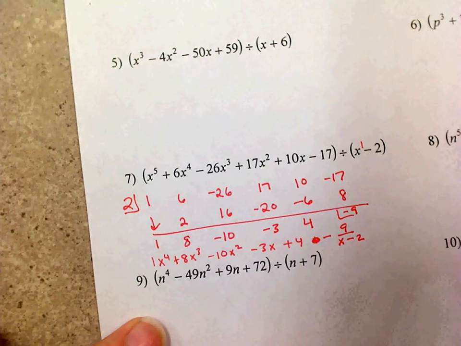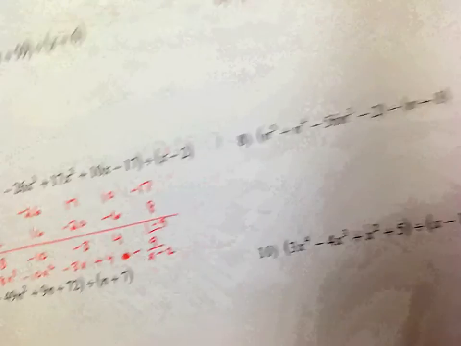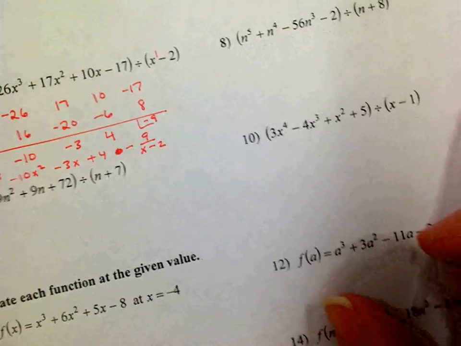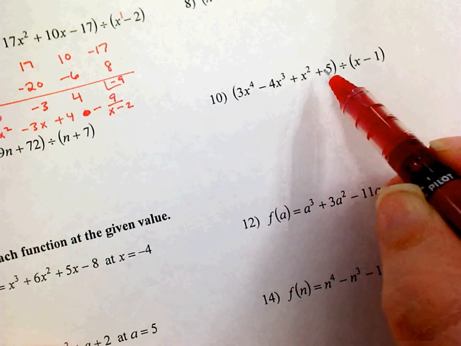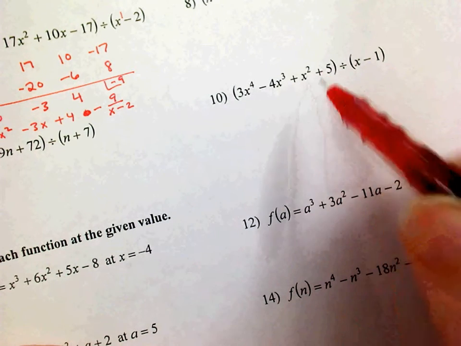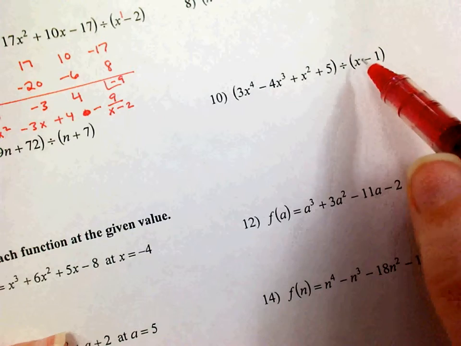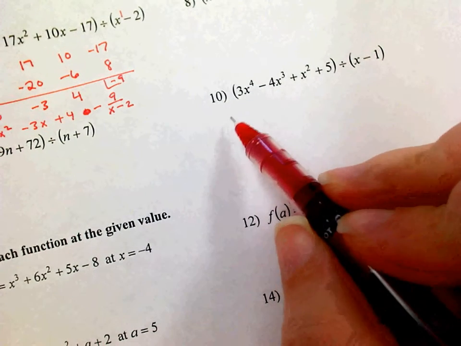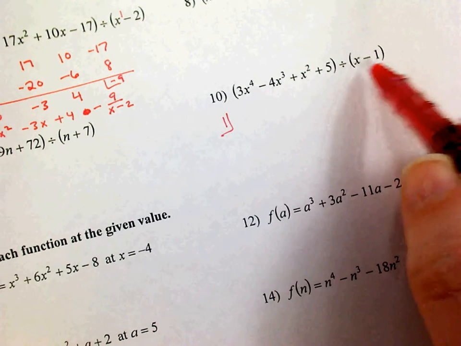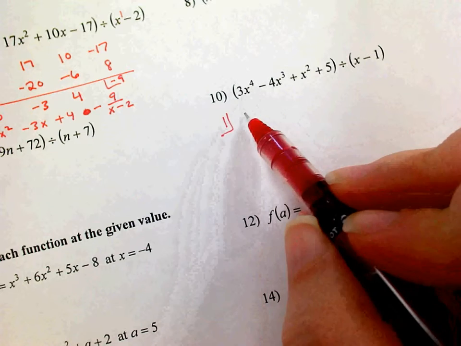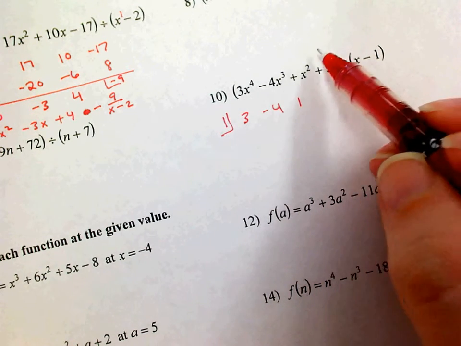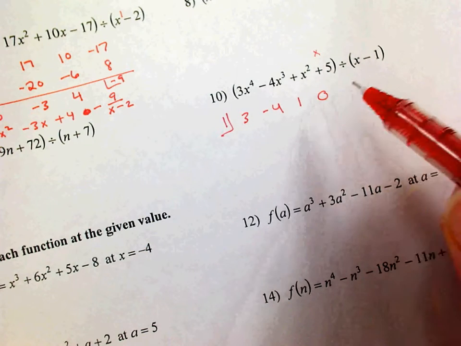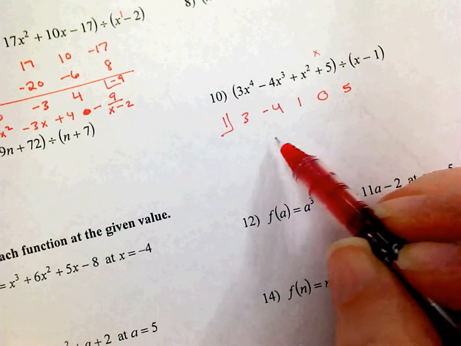Okay? Another thing you have to be aware of is when they are missing terms, like this one. See how it's got a 4, a 3, a 2, and then no linear term? So when I write this out, first of all I'm going to put a positive 1 in my box because it's the 0 of that. And then across I'm going to put 3, -4, 1. I don't have the linear term, so I'm going to put a 0, and then I bring down the constant.